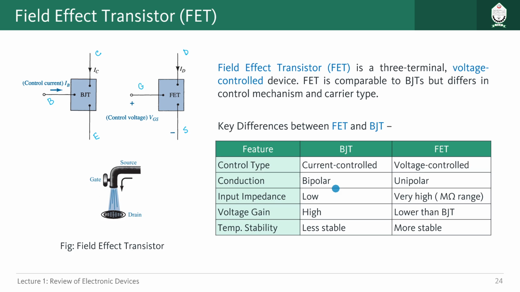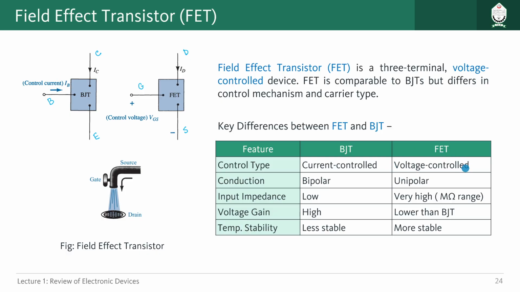For BJT, the charge carriers are of two types, electrons and holes, but as you have already seen in the previous semester, FET only has one type of carrier for one type of device. If this is N channel, that means electrons will only flow in the channel, and if this is P channel, that means only holes will flow in that channel.